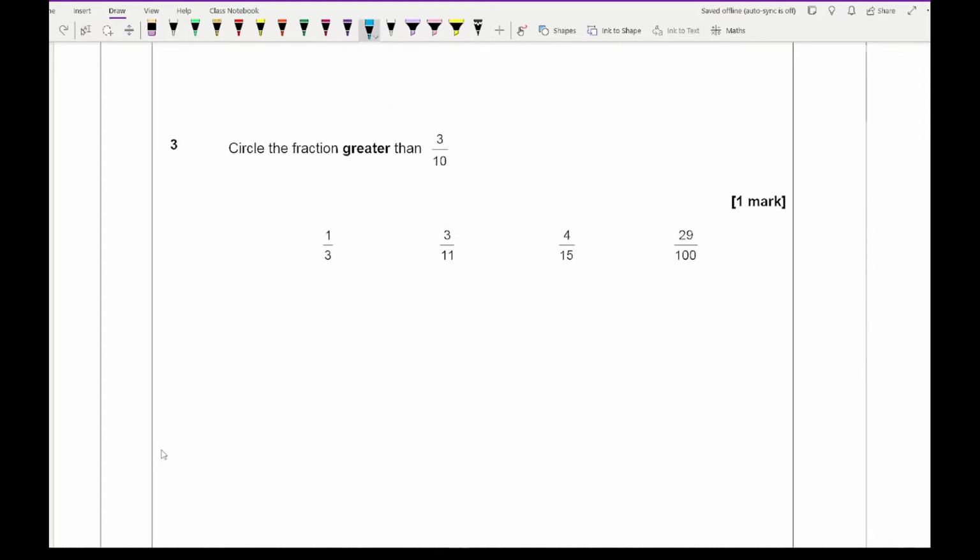Now if you're not too sure about this, all you need to do on your calculator is do the division, and what you're looking for is which of these answers is going to be greater than 0.3. Well, it's going to be a third.